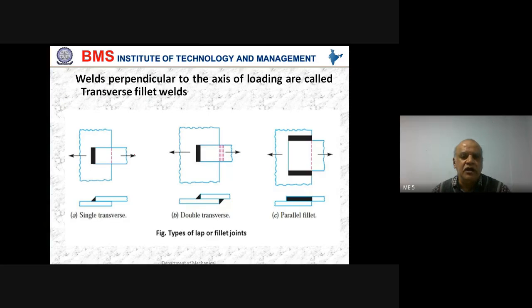How does it look? It looks something like this. If you look at this, this welding is perpendicular to the axis of loading. And one more observation between this figure and this figure. What is the difference between these two? About this and about this I am talking about.